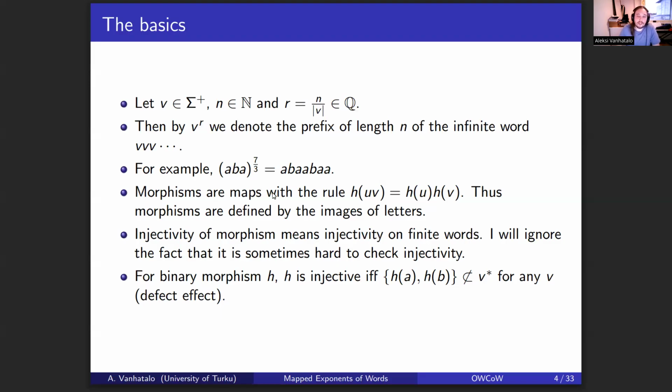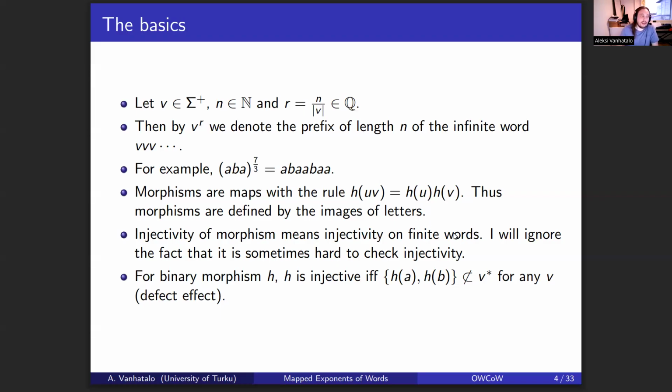And then we have morphisms. Everyone knows what those are, but they are maps with the rule where the image of uv has to be the image of u concatenated with the image of v. And we thus get that morphisms are defined by the images of letters. So we just replace every occurrence of a letter by its image. And since I talk about injective morphisms, I mean on finite words. So we can apply the morphisms to infinite words, but injectivity is only checked on the finite words.